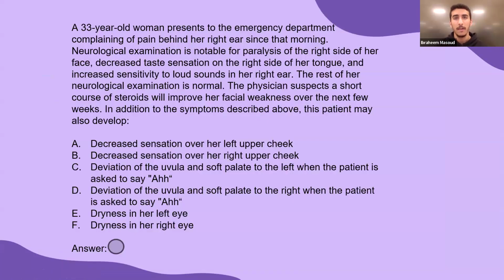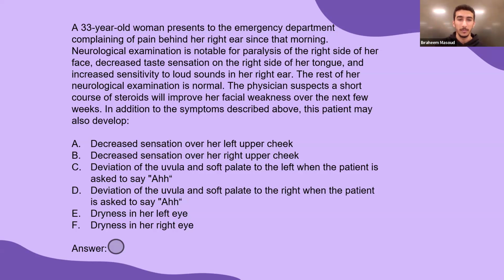Okay, I'm gonna read the symptoms again because I don't wanna waste much time. So pain behind the ear, paralysis of the right side of the face. This is highlighted. So right side of the face paralyzed. Taste sensation, right? We can't. So what does that mean? Facial nerve, right? Facial nerve. Increased sensitivity to sounds. Everything else is normal.